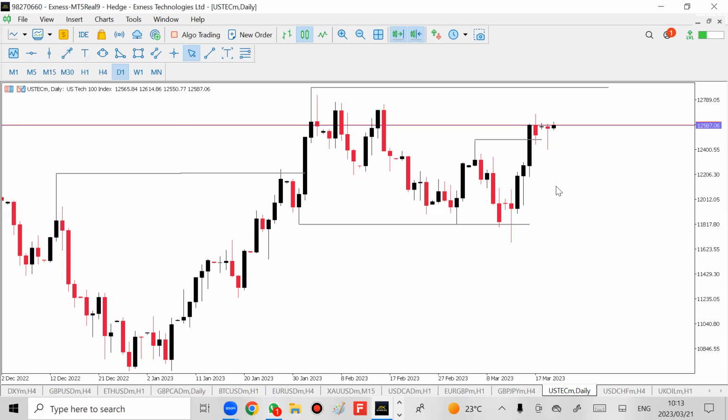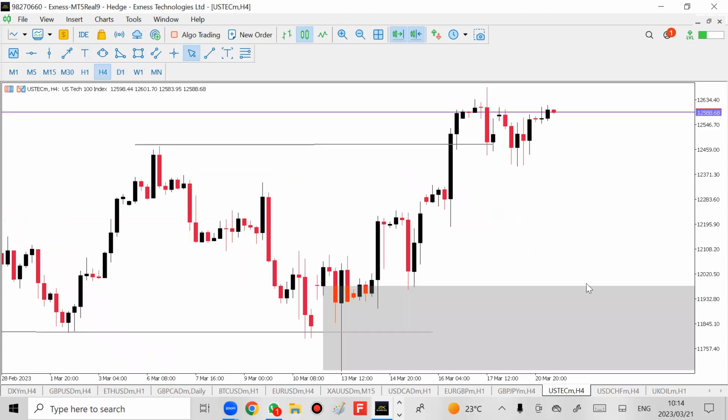We go to 4 hours. On 4 hour, did we mark our order block which caused this? So this is our entire order block, which sponsored this break of structure on daily. Then we go to 4 hour. On 4 hour we do what? We mark our structure and setup.